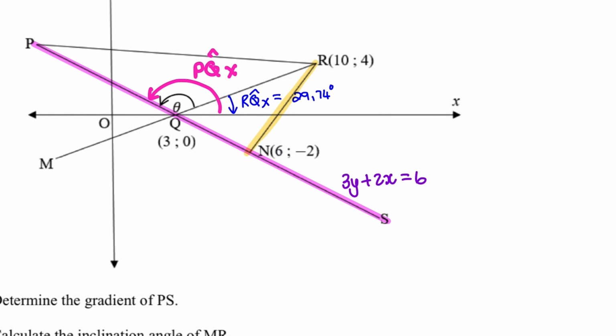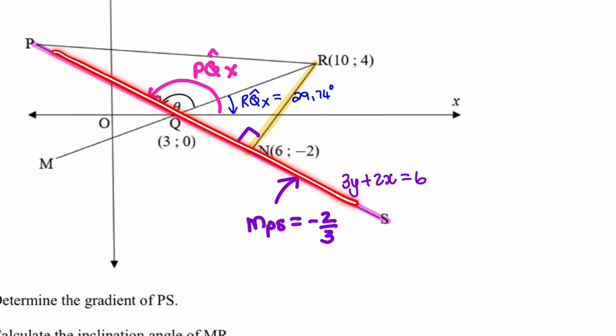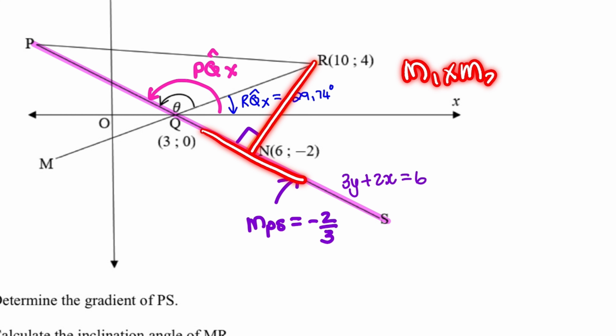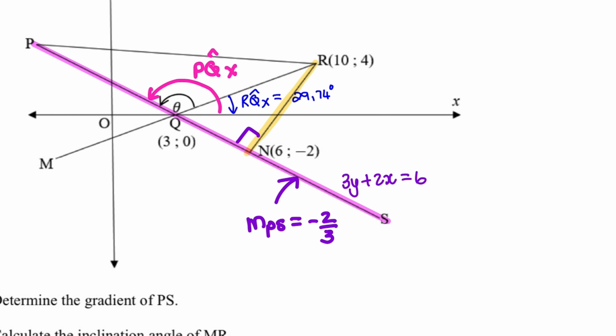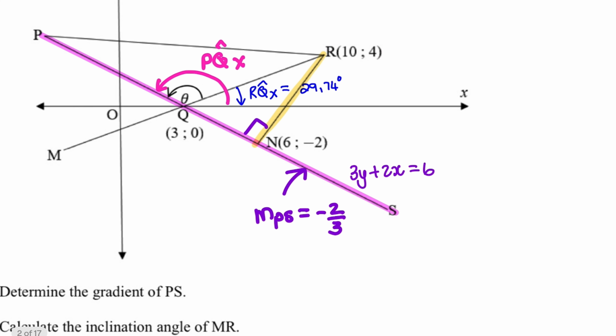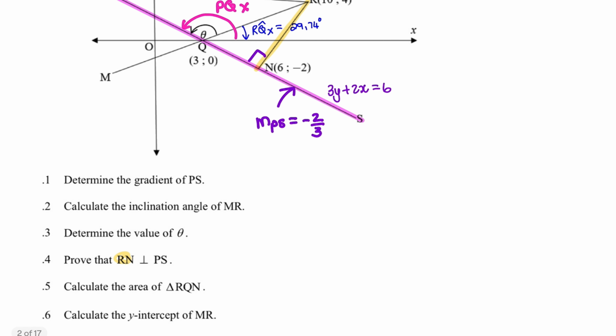So in our first question, we found that the gradient of the line PS is equal to -2/3. And if the line RN is perpendicular to PS, then their gradients would multiply out to become -1. So what we need to do is find the gradient of the line RN, and we take that value and multiply it with the gradient of PS. And if that result is -1, we can conclude that RN is perpendicular to PS.